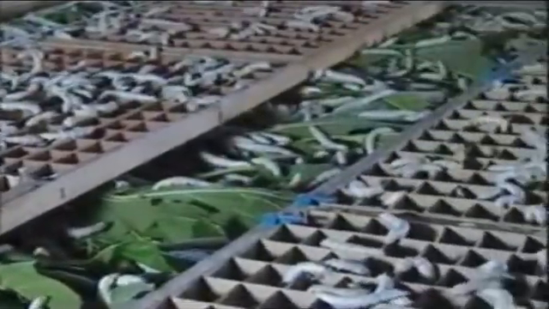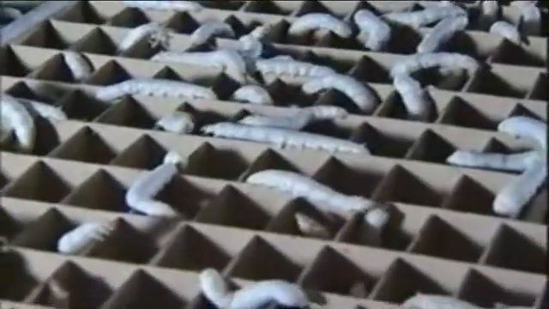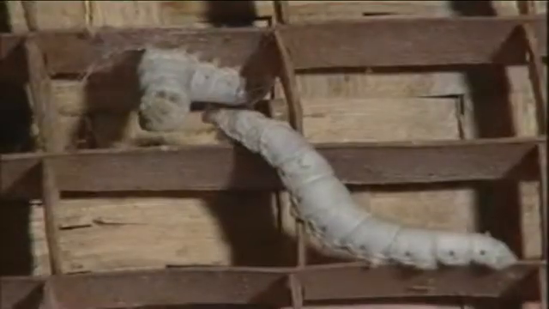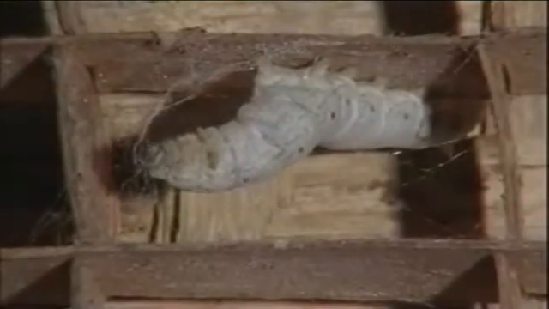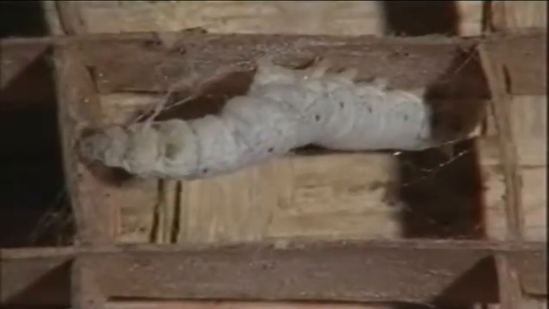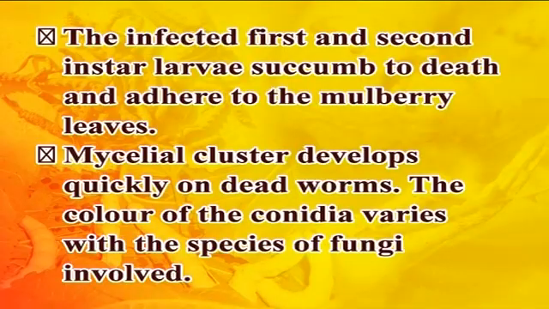As the silkworm feces and litter offer a suitable substratum for growth of this fungus, management of the pathogen requires utmost attention. Clusters of mycelial growth are observed after death of larvae, and the color depends on the species of Aspergillus involved. The worms die due to the aflatoxin produced by the fungus in the host. The infected first and second instar larvae succumb to death and adhere to the mulberry leaves.